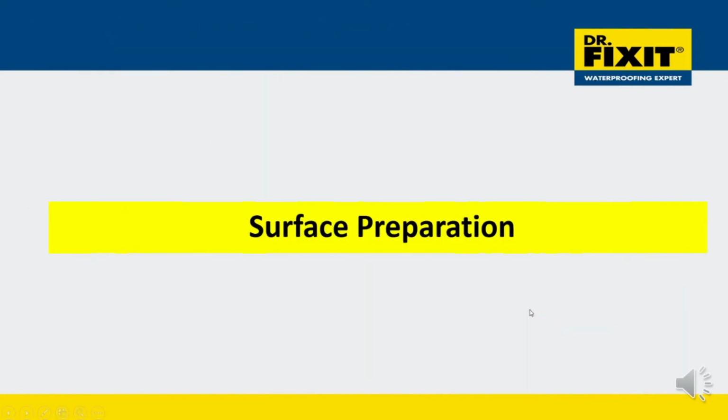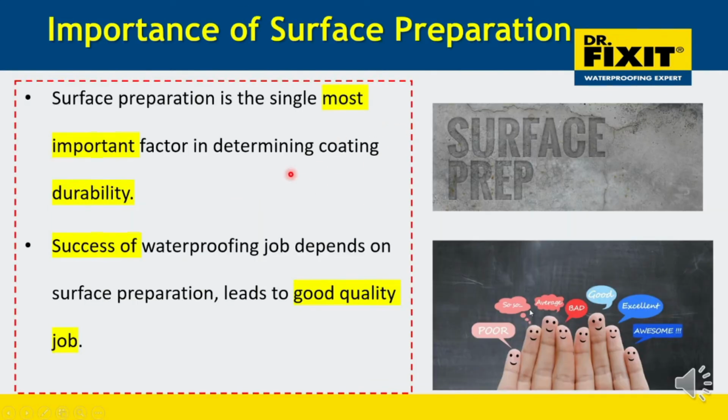Now let us see surface preparation, how to do surface preparation on site. We have just understood the tools, the brushes, and the equipment which we should use on all sites. Now let's see surface preparation. Let us understand the importance of surface preparation for a successful, good quality job. Surface preparation is the single most important factor in determining coating durability. The success of a waterproofing job depends on surface preparation, which leads to a good quality job. So this is very important, please note.